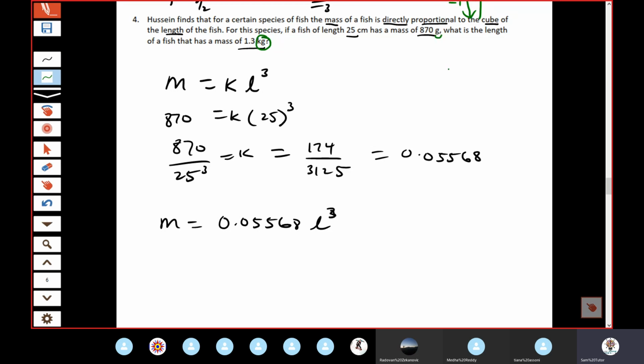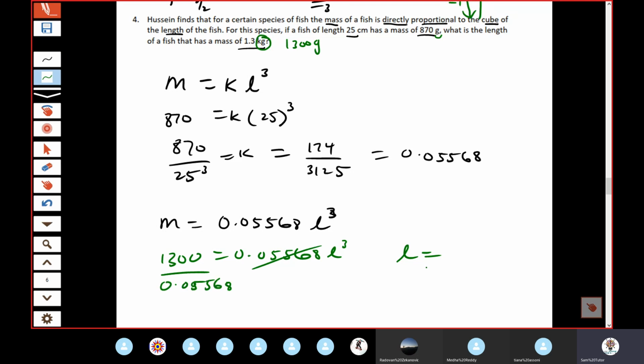Kilograms, this was in grams. So you've got to change this to 1,300 grams, sub it in. We don't need the G. And solve for L. Divide, so 1,300 divided by that. And then cube root it. Cube root, the answer for the length is 28.6 centimeters.